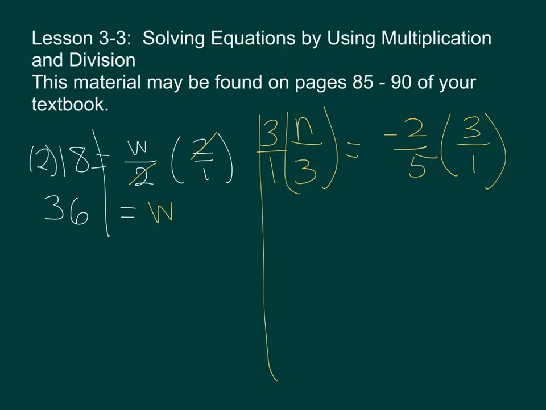When I do this, my 3's cancel out on the left side, and I'm left with n on the left side. On the right, I multiply my fractions together, my negative 2/5 times 3 over 1. I multiply my numerators and get a negative 6. I multiply my denominators and get 5, and that's my final answer. If I could simplify the fraction, I would, but in this case I can't. So that's my final answer.